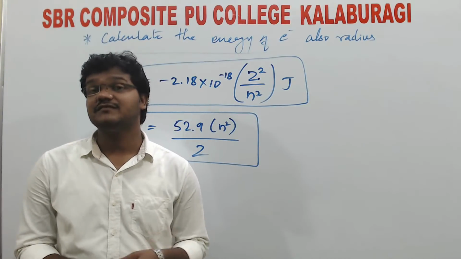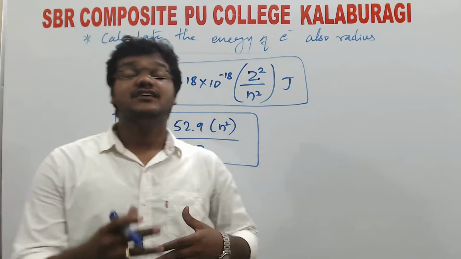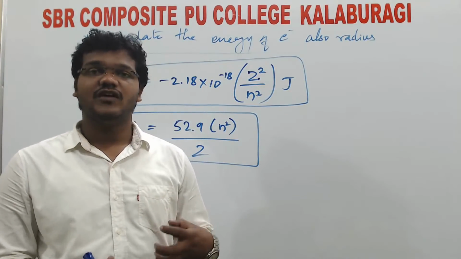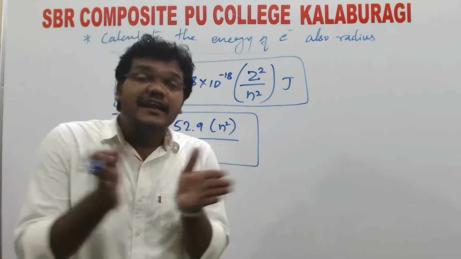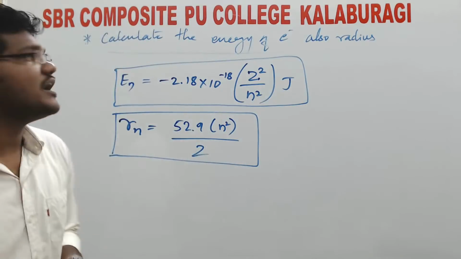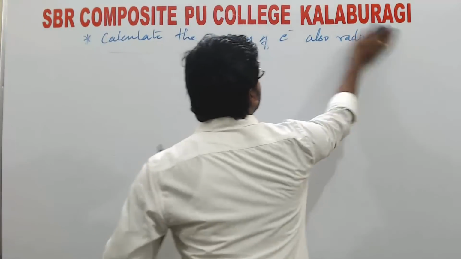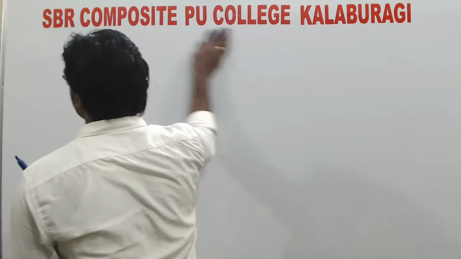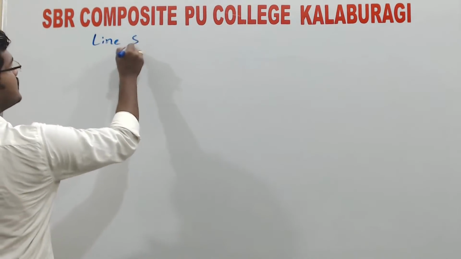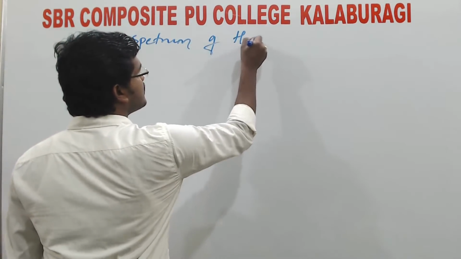So after this, we are supposed to talk about the line spectrum of hydrogen. In the line spectrum of hydrogen, what we will discuss is the energy of different energy levels. Correct? So energy level 1 is E1, energy level 2 is E2. They are compared, and they have derived something over there. So I am explaining the line spectrum of hydrogen.